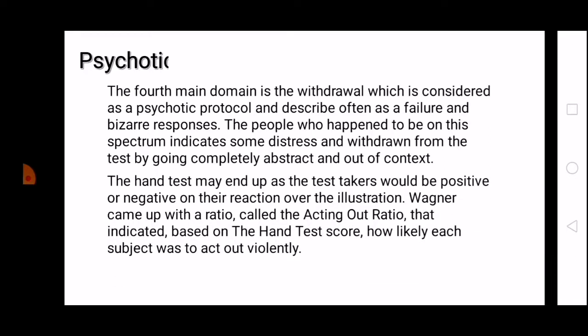The hand test may end up with the test takers being positive or negative. Remember guys, the test takers may be positive or negative because we have our own perspective in life. Sometimes it's negative, sometimes it's positive. That's why Wagner came up with a ratio called the acting out ratio, which indicated, based on the hand test score, how likely each subject was to act out violently. So in order to be balanced, we need a balance of positive and negative, because not everyone would react positively to the hand gestures in the illustrations.